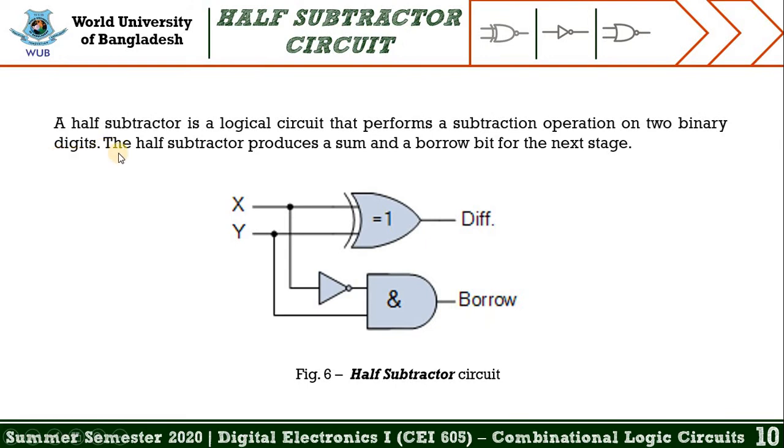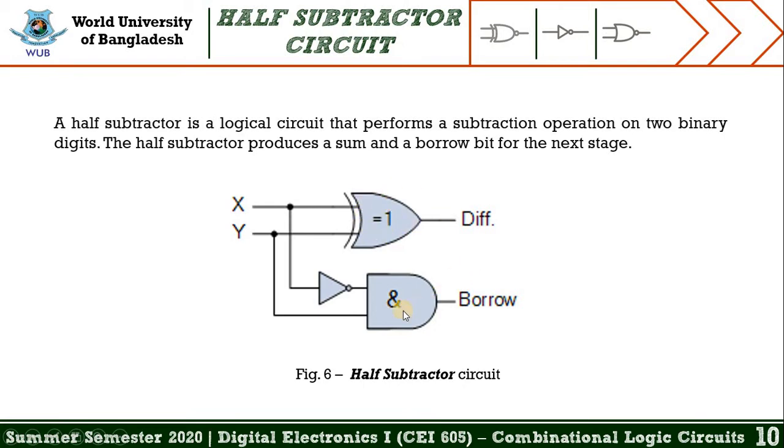Now it's time to learn the circuit of the Half Subtractor. A Half Subtractor is a logical circuit that performs a subtraction operation on two binary digits. The Half Subtractor produces a difference and a borrow bit for the next stage. And figure 6 represents the circuit of the Half Subtractor. In this figure you may find three gates are used to implement the Half Subtractor circuit.